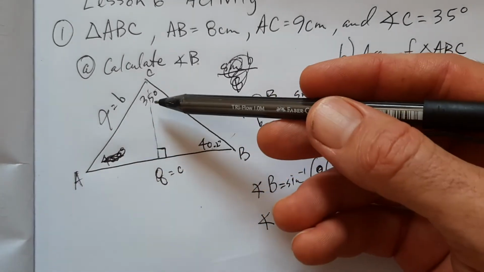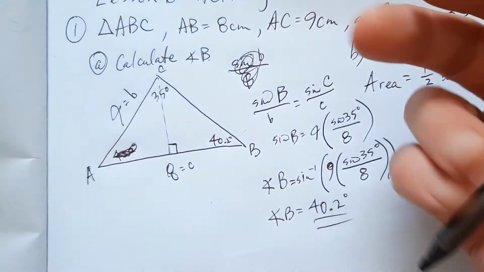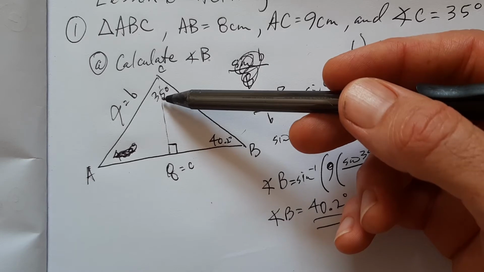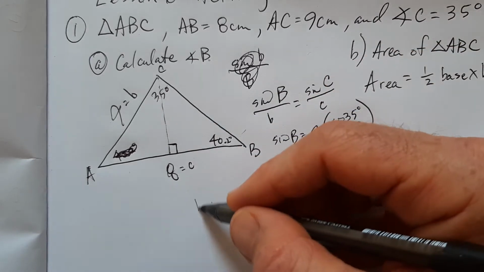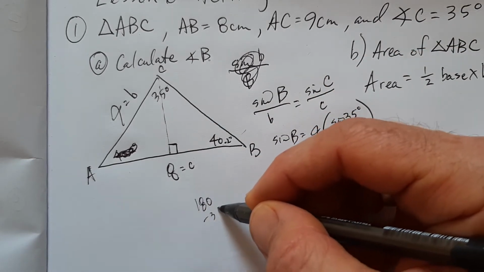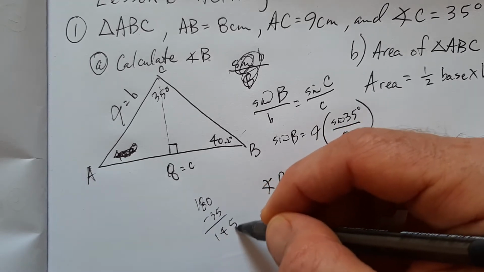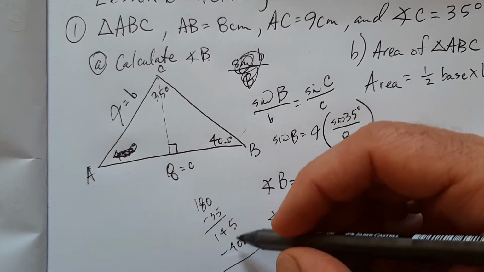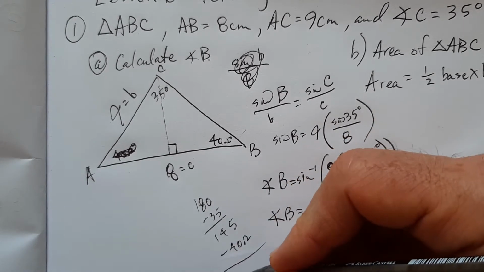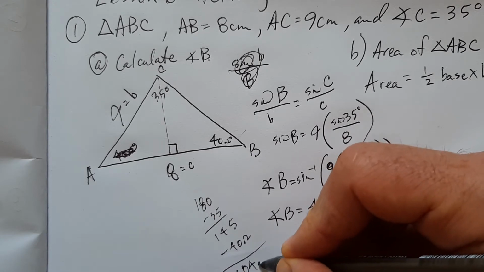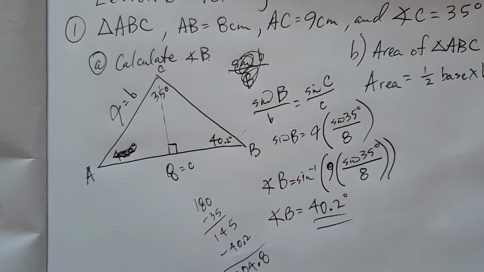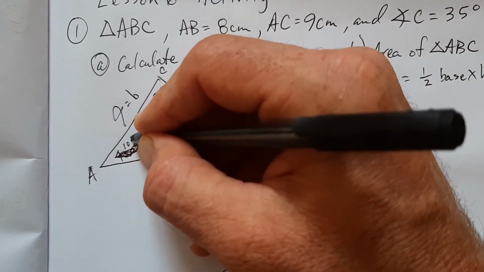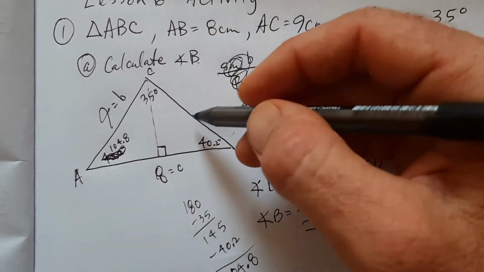So that's 180 minus 35, which would give me 145, correct? Let's see, 180 minus 35, yeah, 145 minus 40.2 gives me 104.8. I do believe. Okay, so that's over here, 104.8. Big angle. This side must be way bigger.